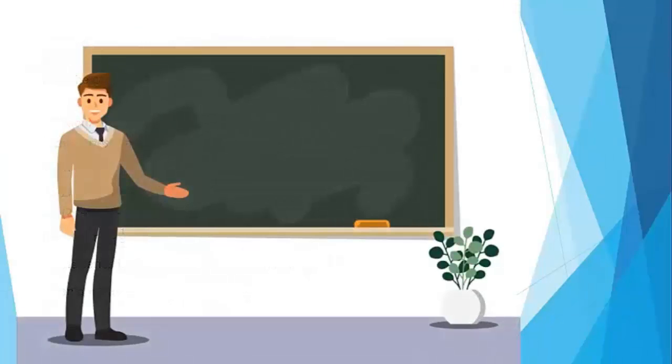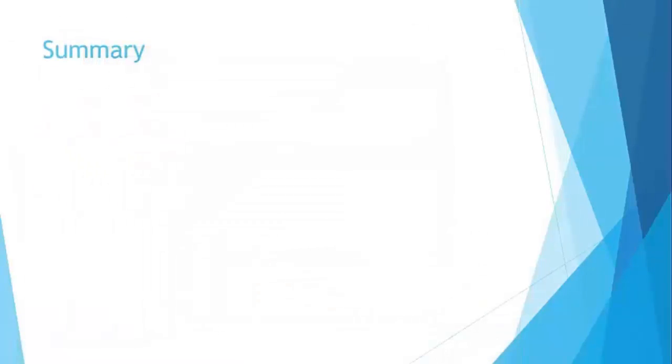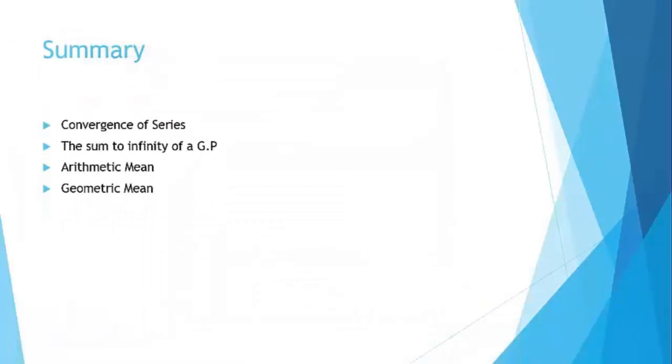So that's it for this tutorial. I hope you enjoyed learning about convergence of series, sum to infinity of a geometric progression, arithmetic mean and geometric mean. So in convergence of series, we learned that all arithmetic progressions are divergent series, as the sum to infinity of any arithmetic progression is infinity. But a geometric progression can be a convergent series or can be a divergent series. That depends on the modulus of the common ratio of the series.